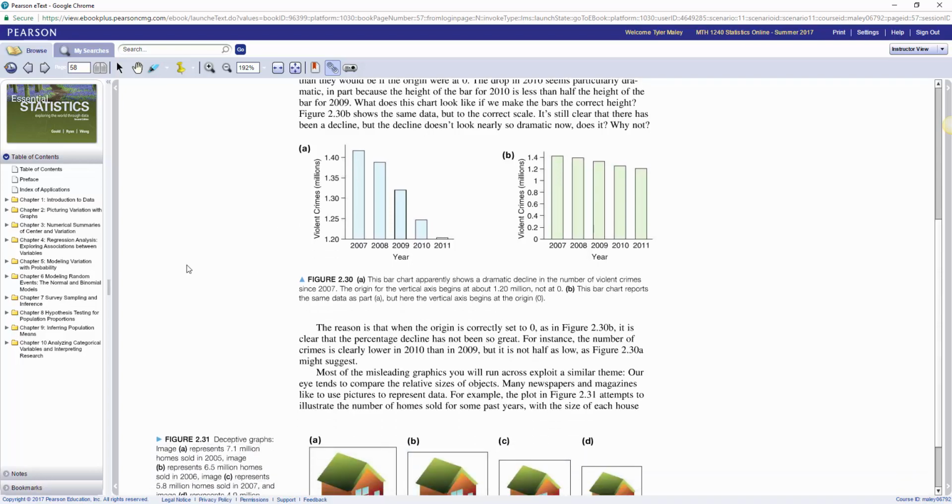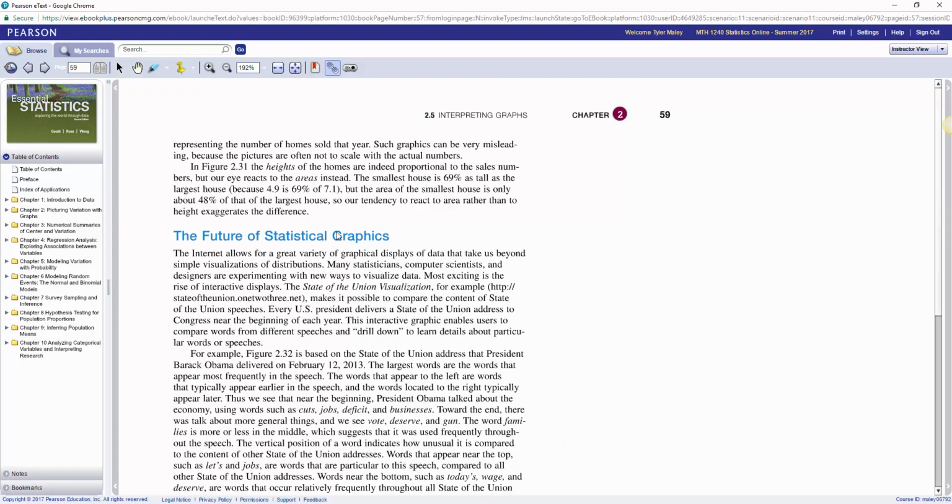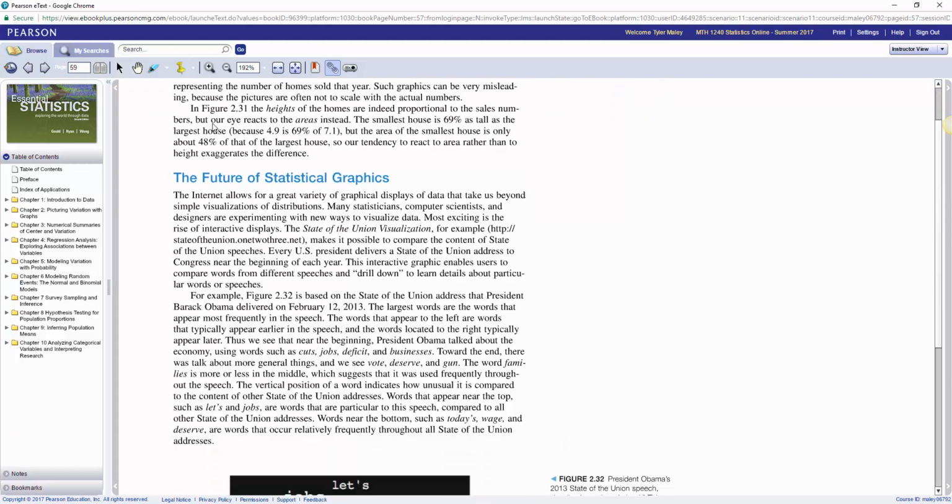And then the other misleading graph that was talked about in the PowerPoint was this figure 2.31. So we have A, B, C, and D. And actually, if you go to the next page, it explains these four graphs. So it says here, in figure 2.31, the heights of the homes are indeed proportional to the sales numbers, but our eyes react to the areas instead. So area being length times width. So what's the area that the picture is taking up?